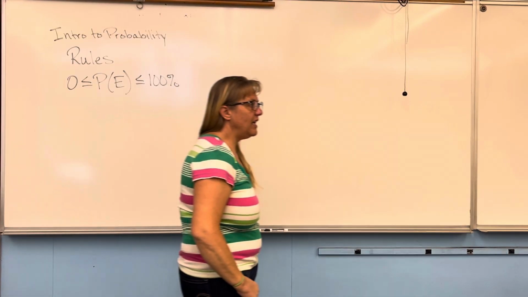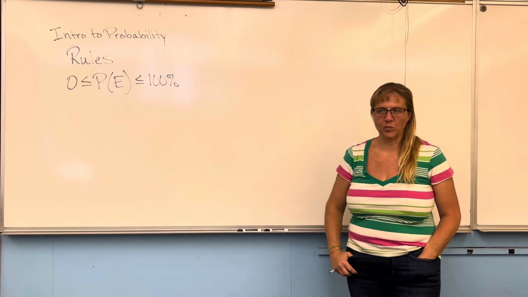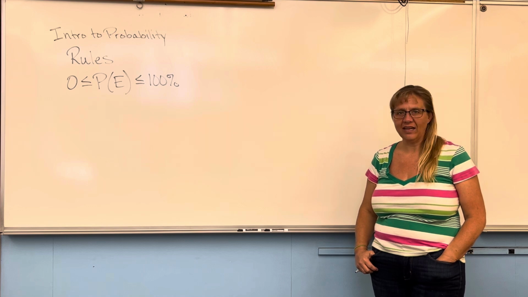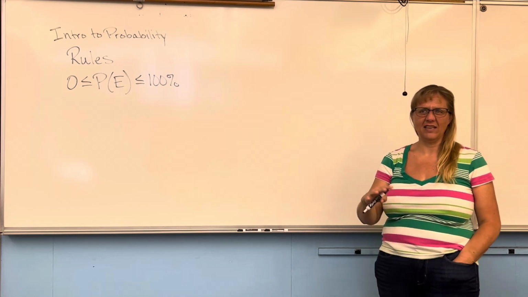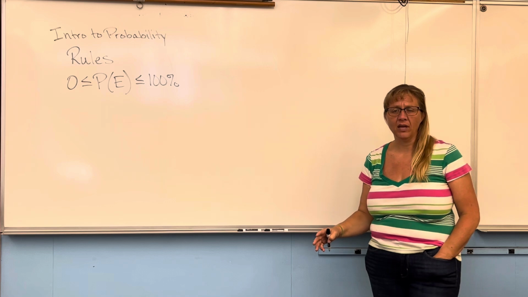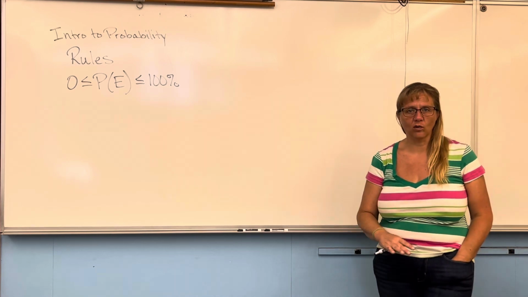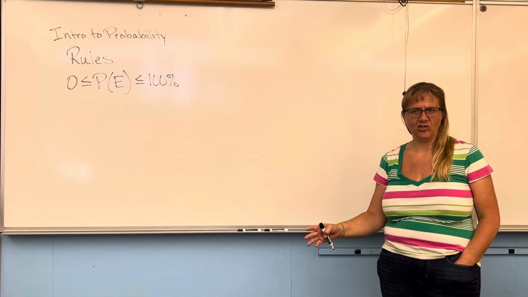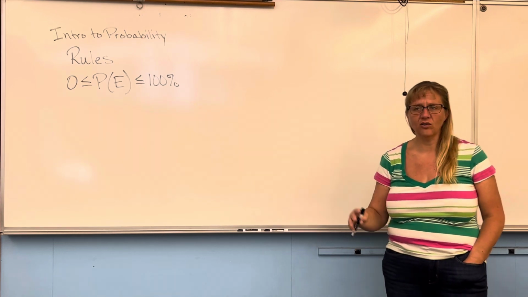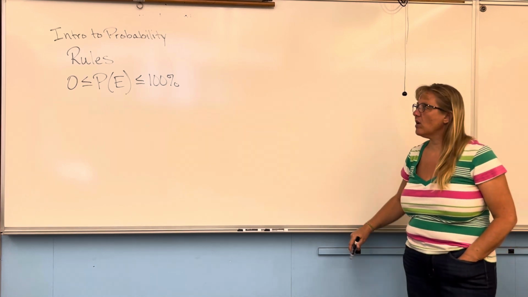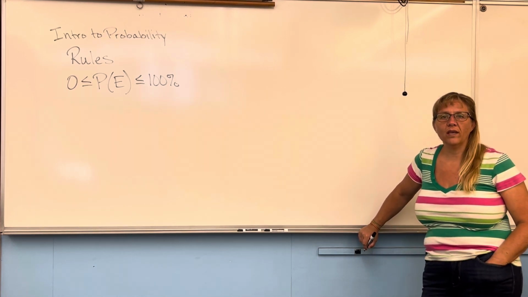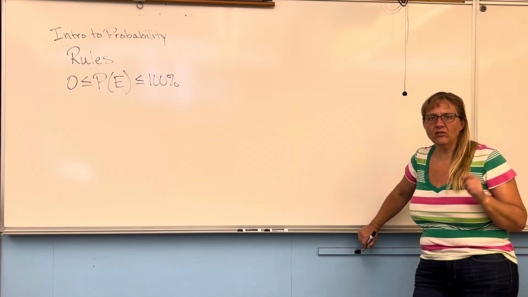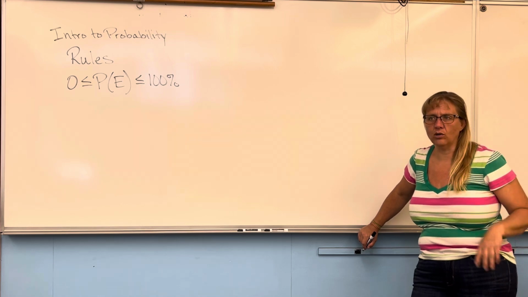So all probabilities are always between 0 and 100%. So we won't have any negative probabilities. There's no such thing as a negative 20% chance something's going to happen. And we also don't have probabilities over 100%. So there isn't a 125% chance that something's going to happen. The highest is 100 and the lowest is 0. But we also have to be very careful with 0 and 100. They have to be absolutely sure.